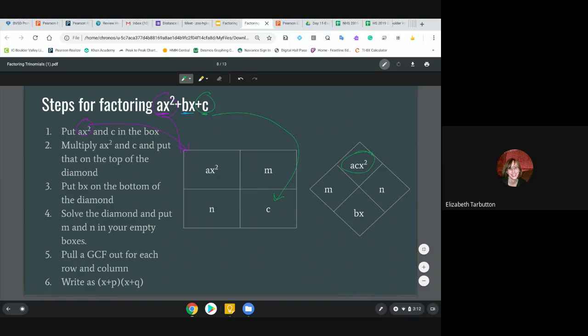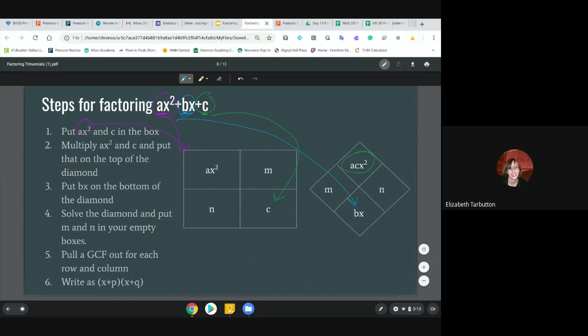If you need to, you can pause the video and copy these steps down and then look at them in the future slides. So coming back to our steps, step 2 is multiply ax squared and c and put it up here. Step 3, put bx in the bottom of the diamond, so bx goes here.